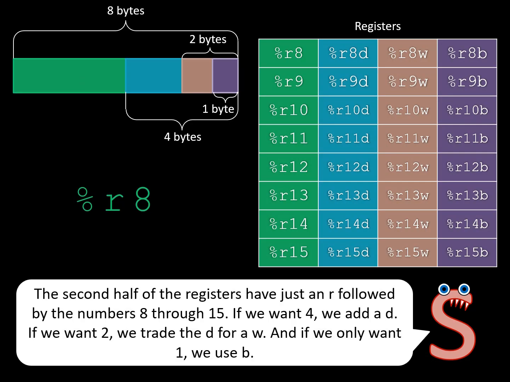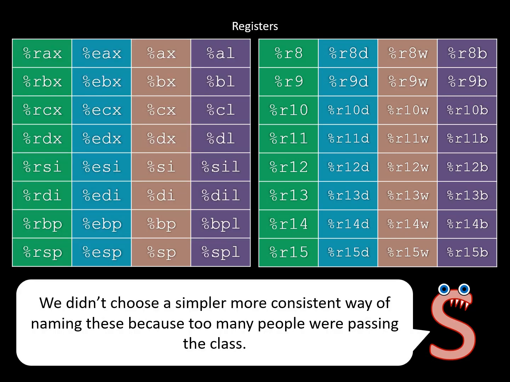The second half of the registers have just an R followed by the numbers 8 through 15. If we want 4 bytes, we add D. If we want 2, we trade the D for a W. And if we only want 1, we use B. We didn't choose a simpler, more consistent way of naming these because too many people were passing the class.